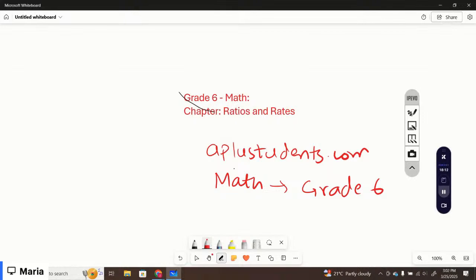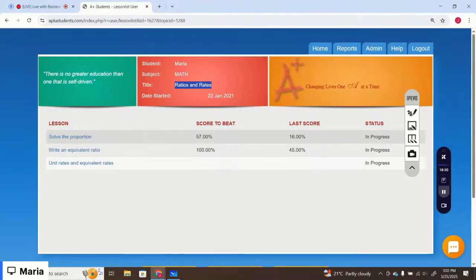Please make sure you have your notebook and pencil so that you can note down the important examples and definitions there as well. Here I'm on grade 6 math. The chapter we are on right now is ratios and rates. Let's just start with the first lesson, that is solve the proportion.